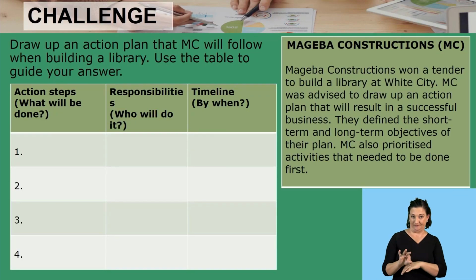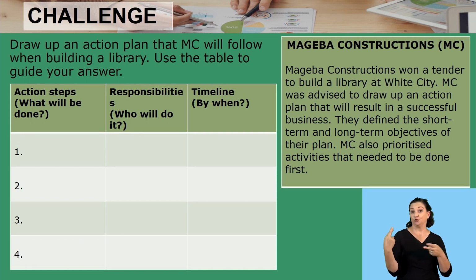So as we are about to wrap up this lesson, here's a challenge that I'm giving you. You need to draw up an action plan that MC will follow when building a library. Use the table to guide your answer. First, we'll look at the action steps. What will be done when they build that library?